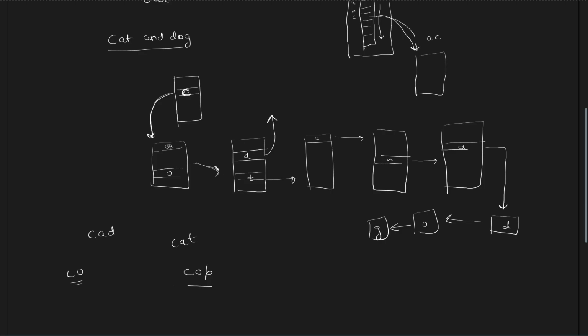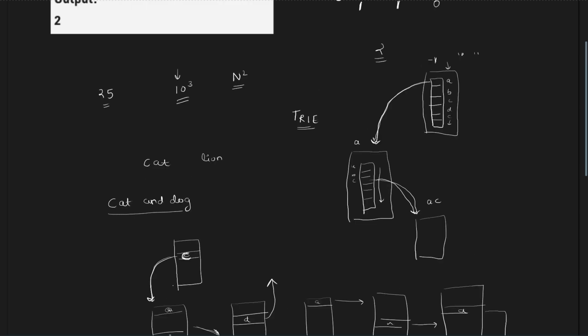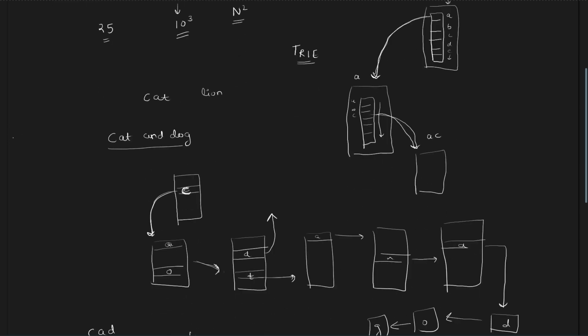Now we have discussed prefixes. What about the suffixes? How do we handle that particular case? One way of implementing that is you would have taken CAT as a string, and then you would have taken AT as a string, and then finally you would have taken T as a string.